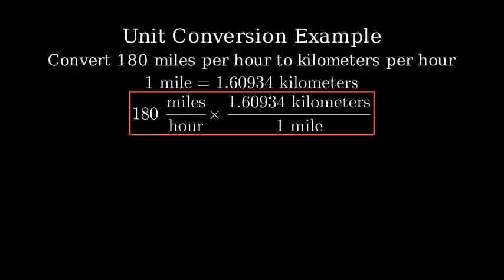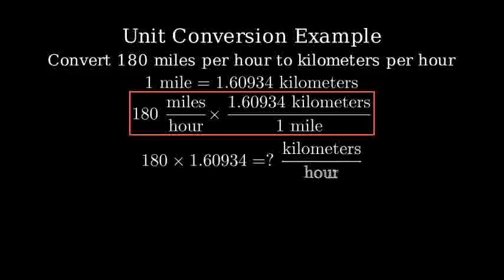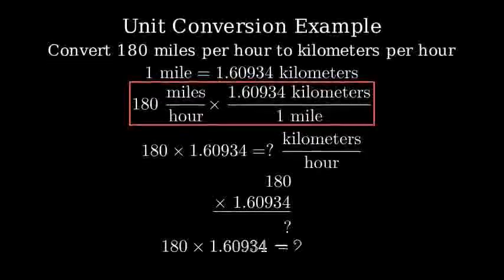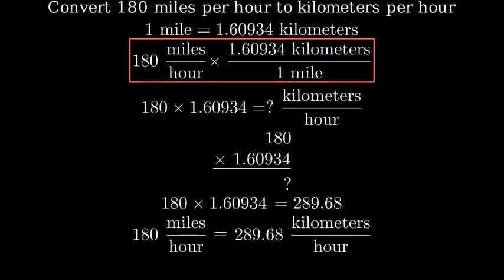To solve this, we'll multiply 180 by 1.60934. Let's solve this step by step. 180 times 1.60934 equals 289.68. Therefore, 180 miles per hour equals 289.68 kilometers per hour. Let's verify that our answer makes sense.